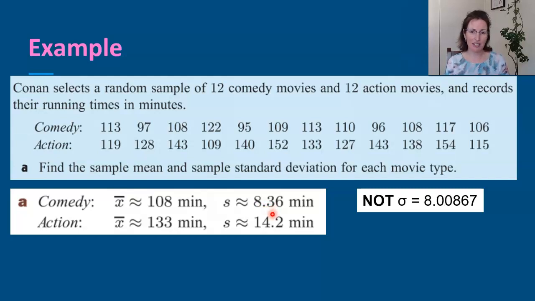These numbers would round. Right next to that, I think it's above, you will see this symbol here, and that's another similar number, 8.00867. That's not the one we use. The word for this is sigma, and sigma is a letter in the Greek alphabet. That's the lowercase letter sigma, and that's what we use for the population standard deviation. But don't worry, we're not going to use sigma. We're using the S for the sample.